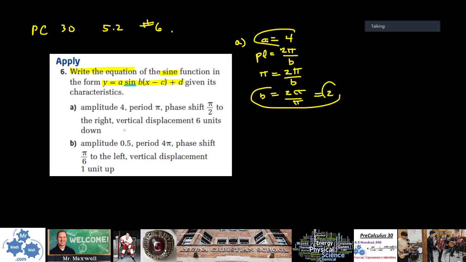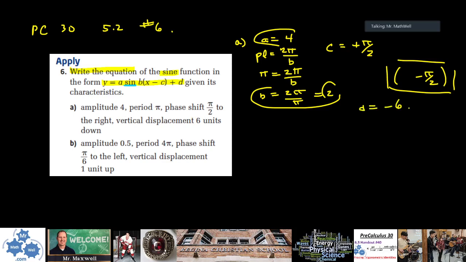Okay. The phase shift is pi over 2 to the right. So for C, we have positive pi over 2, and that's going to show up as a minus pi over 2, right? You just got to remember that. That's going to show up as a minus pi over 2 because it goes to the right. And vertical displacement of 6 units down, so D is negative 6.